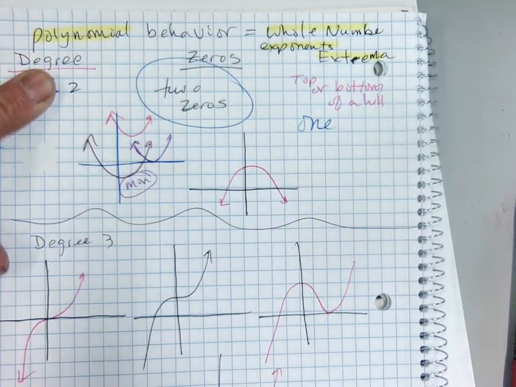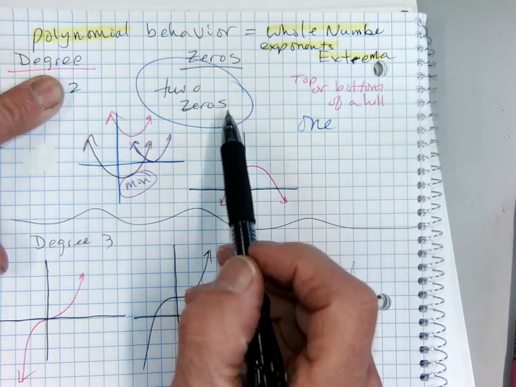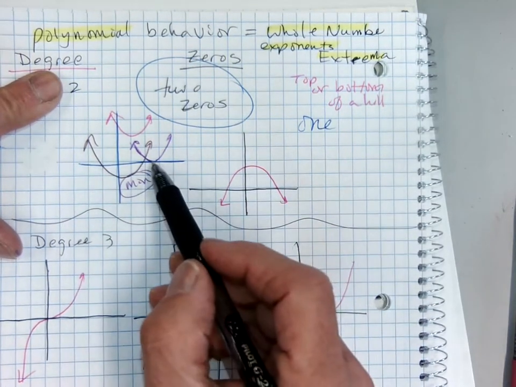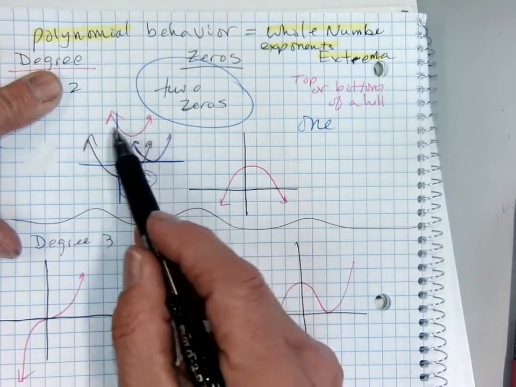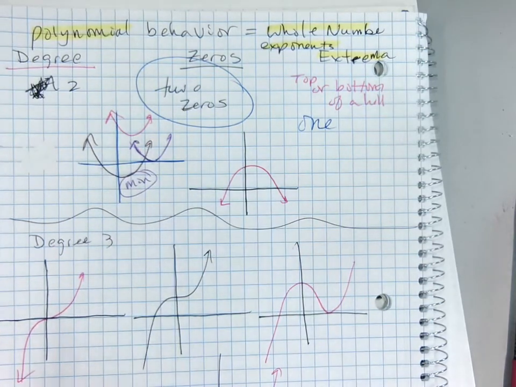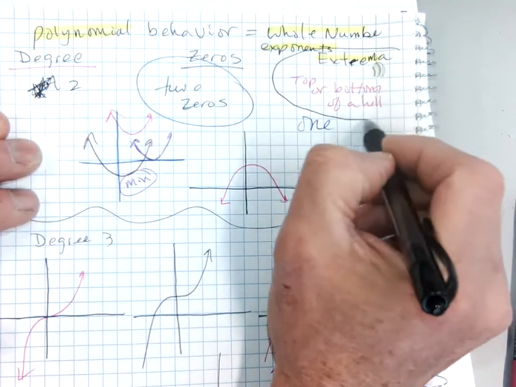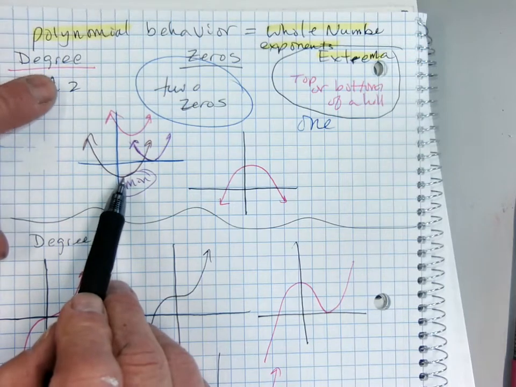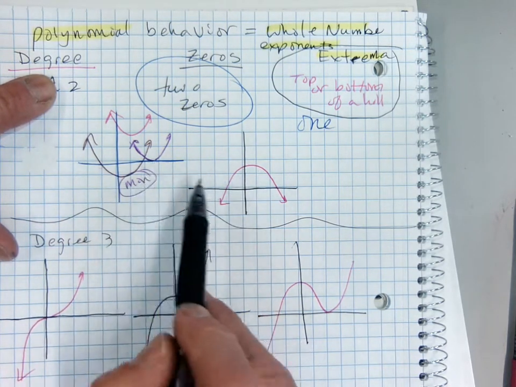What we know is it's always going to have two answers. X squared always has two answers. The two answers can be two real answers, one that has a double root, or no real answers, and those are called our imaginary answers, okay? It also has extrema. The extrema are either the top or the bottom of the hill. With a parabola, a degree 2 equation, there's only one extrema, the top of a hill or the bottom of a hill, okay?